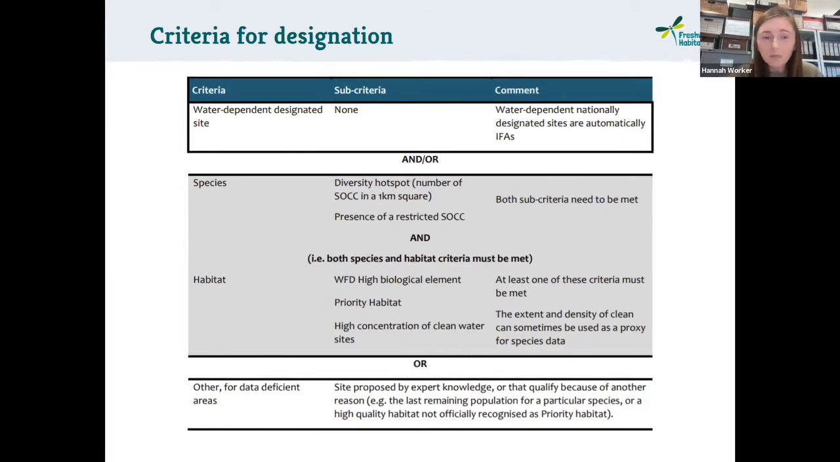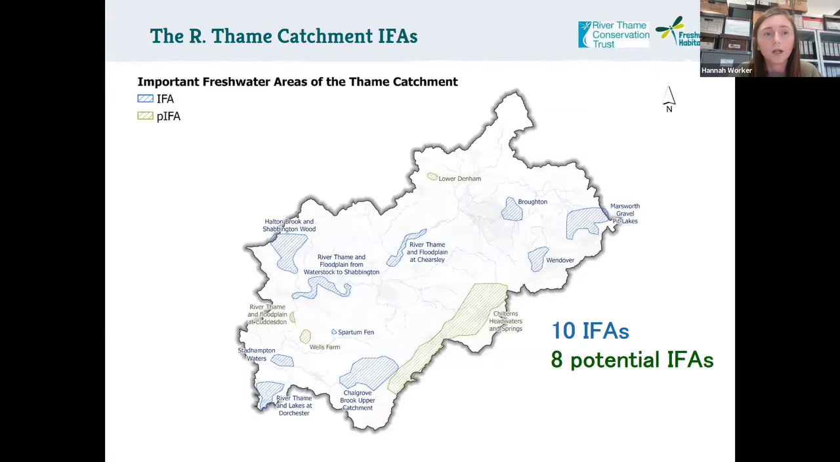So yeah, and for areas that are data deficient, like the Thame Catchment, we don't have a huge amount of data. There is quite a bit of scope to use expert knowledge to guide this. So it is a tool. A lot of it comes down to the data you have. But yes, there is flexibility in bringing in local expert knowledge. So all of this spatial analysis revealed the IFAs for the Thame Catchment.